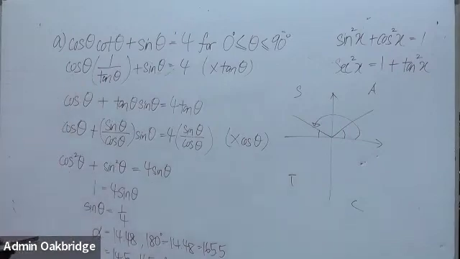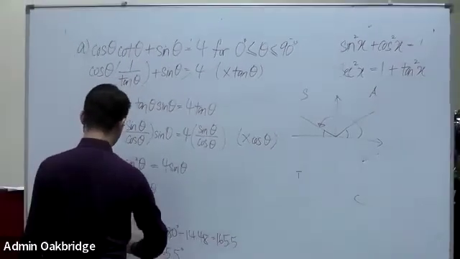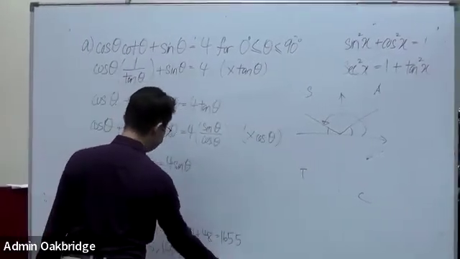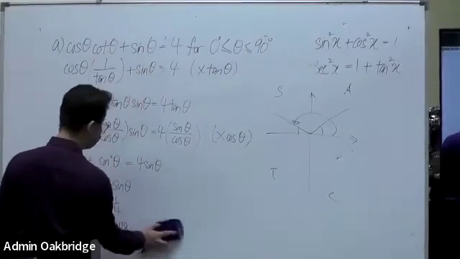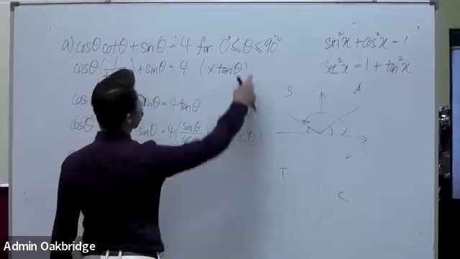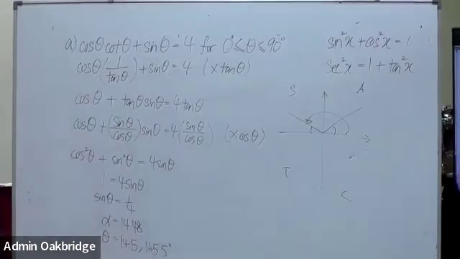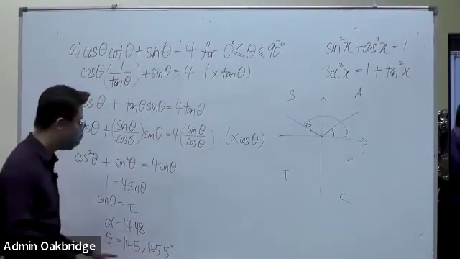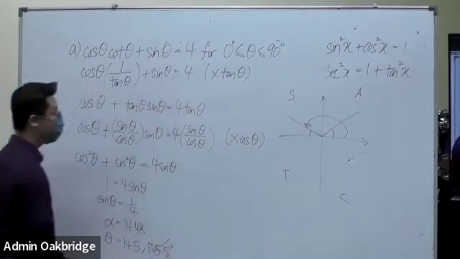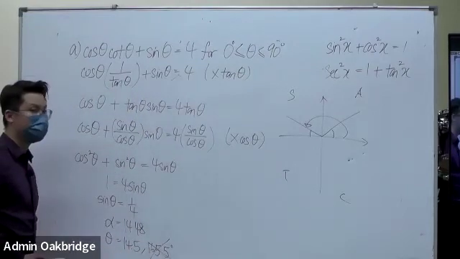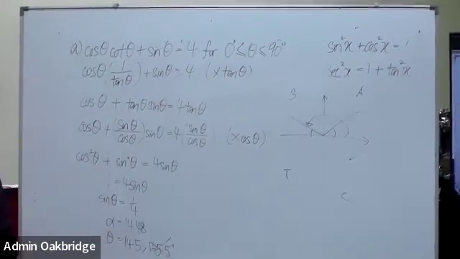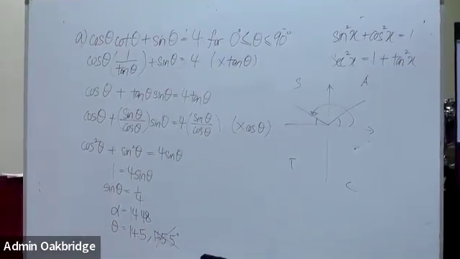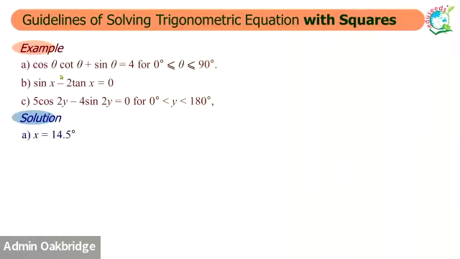But what? You have to check whether the answer is within the range or not. Is it within the range? We want theta less than or equal to 90. So this one will be rejected. Okay, we don't want the 165.5. We only want 14.5. Okay, understand? Okay, only 14.5. So now we go to the next part.